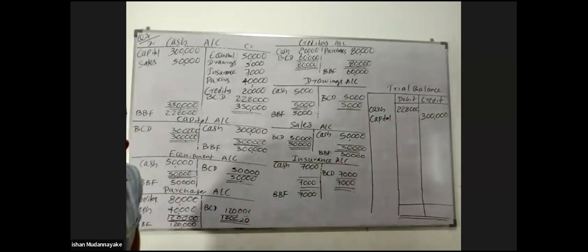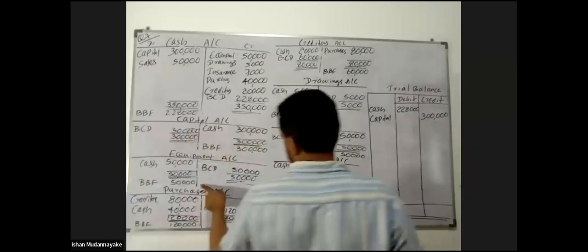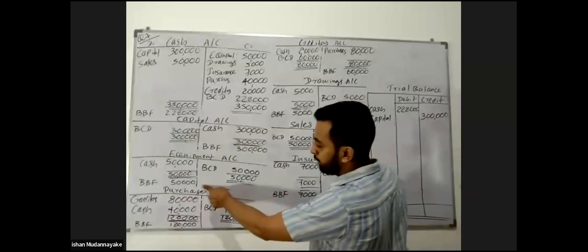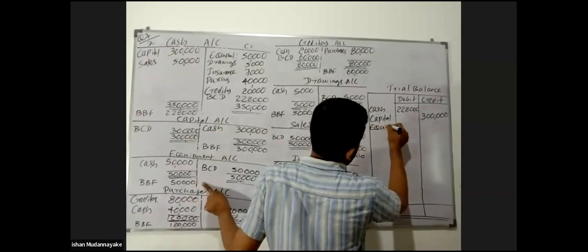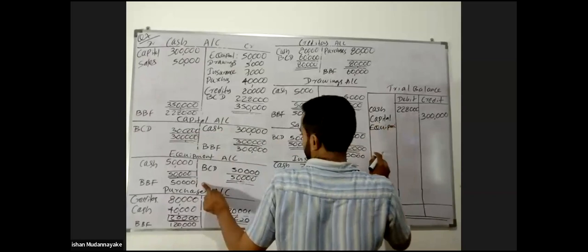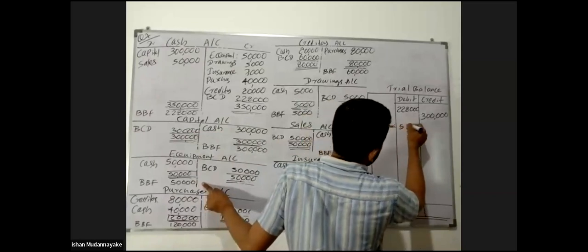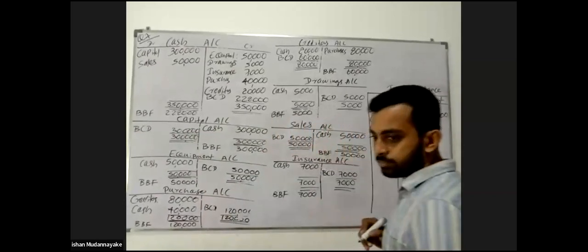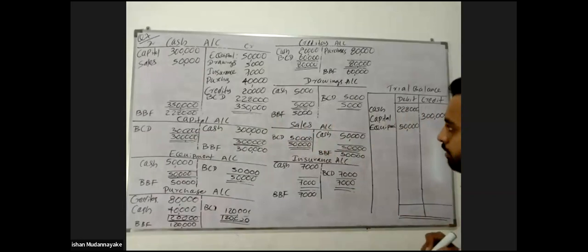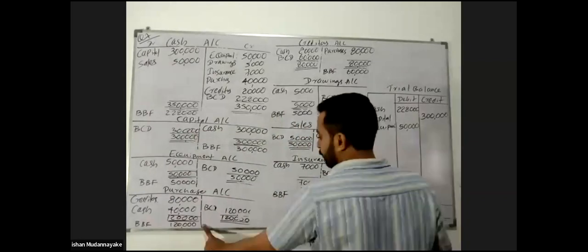Right. Equipment balance brought forward from the debit side. Then balance brought forward debit side, here equipment, debit side 50,000. Right. Purchases balance brought forward from the debit side.